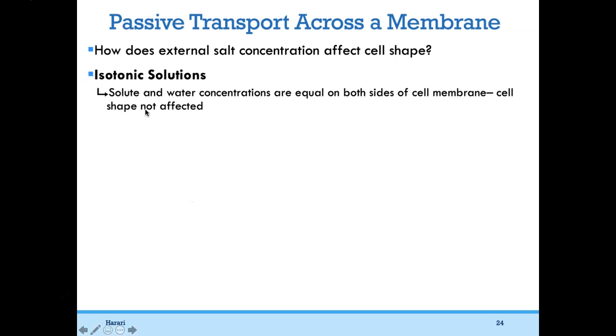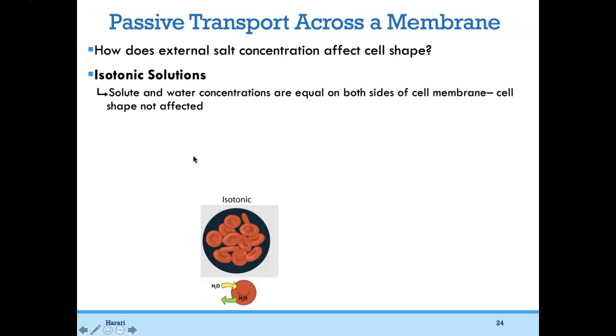Tonicity refers to solute concentration, like the saltiness, so to speak, of a solution. So tonicity refers to how much solute is dissolved in solution, right? How salty is the solution. And an isotonic solution means that the cell placed in that solution has the same salt concentration as the solution itself, meaning there's an equal exchange of water in and out of the cell, right? It's already in equilibrium, essentially, so the cell shape won't be affected.